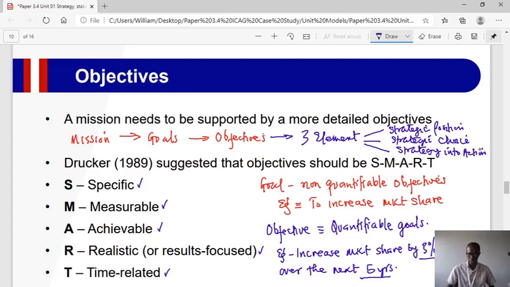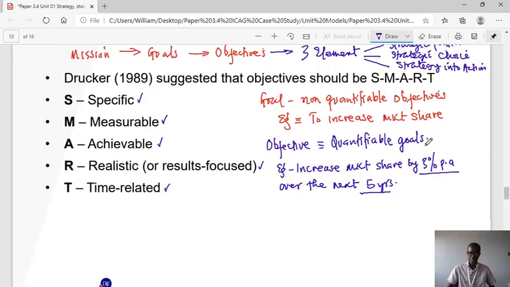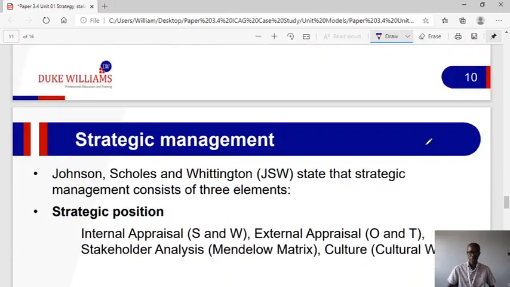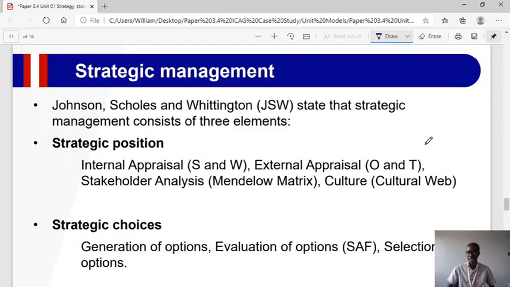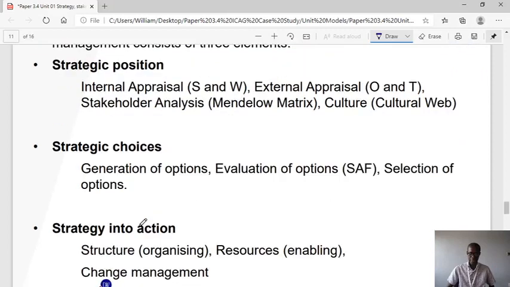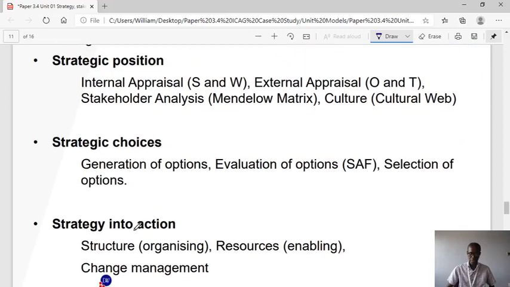Very good framework. So having looked at mission, goals, objectives, let's now look at the 3 elements, and that we call the strategic management of strategic management. Johnson, Scholes, and Whittington state that strategic management consists of 3 elements. And the 3 elements, as I mentioned earlier, are made up of strategic position, strategic choices, and strategy into action.